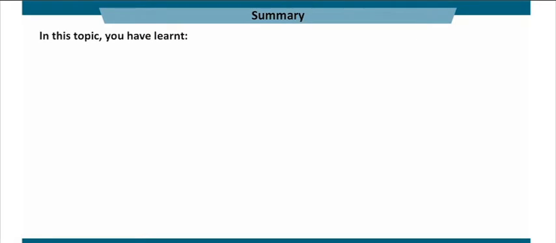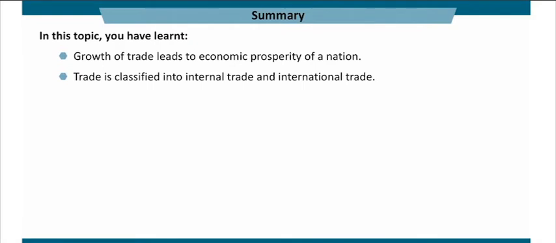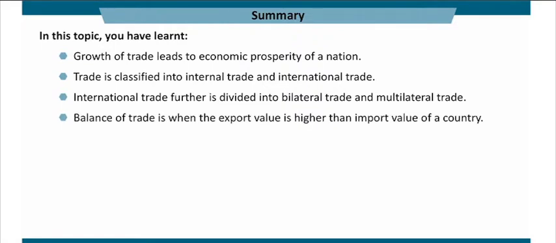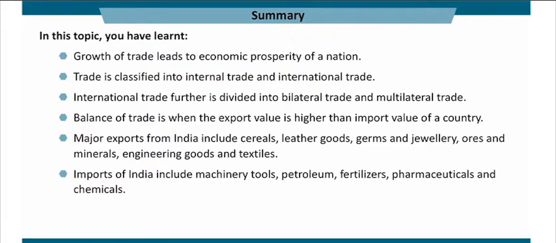In this topic, you have learnt growth of trade leads to economic prosperity of a nation. Trade is classified into internal trade and international trade. International trade further is divided into bilateral trade and multilateral trade. Balance of trade is favorable when the export value is higher than import value of a country. Major exports from India include cereals, leather goods, gems and jewelry, ores and minerals, engineering goods and textiles. Imports of India include machinery tools, petroleum, fertilizers, pharmaceuticals and chemicals.